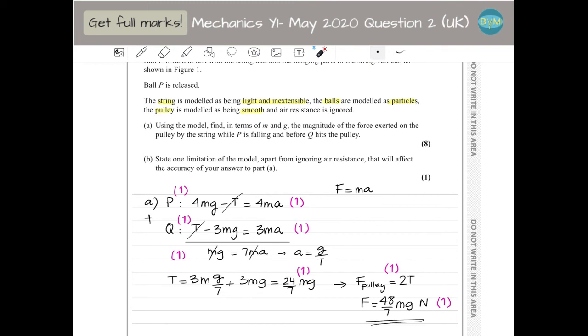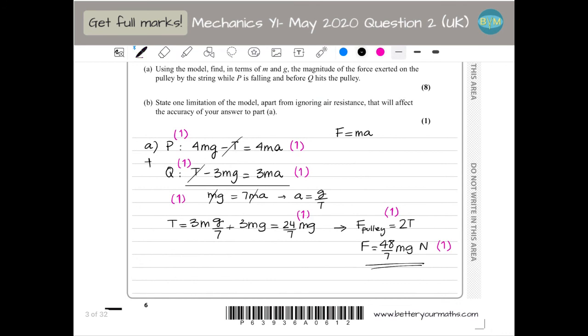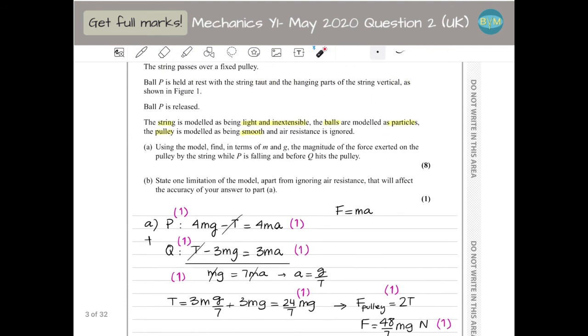We can say, for example, that the pulley is not smooth, or we can use the weight of the rope instead of just saying that it's light, or we can say that the string is really extensible instead of inextensible. So either of them will give you the 1 mark. So it could be really something like, considering that the pulley is not smooth. Any of them. So whenever you have to answer how to improve a model or what things could affect the accuracy, just check the assumptions that you've made and just write any of them.